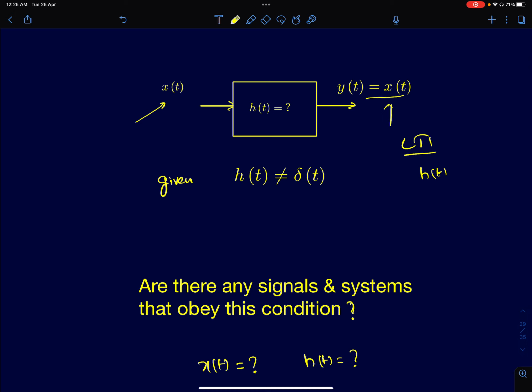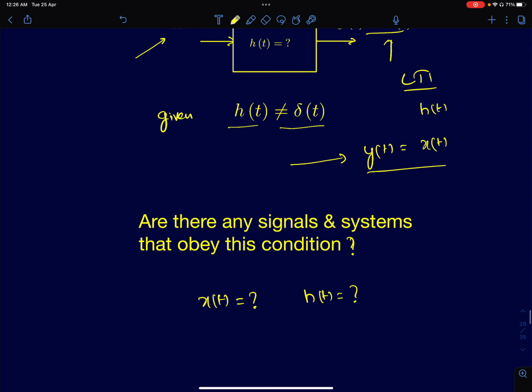Now, the interesting thing, the solution for this problem is quite trivial. But here in this problem, it's given that the impulse response cannot be an impulse, right? So now the question that's being posed is, are there any signals and their corresponding impulse responses, or a system's impulse responses, which will obey this condition where the output will exactly be equal to the input, okay? And it doesn't get scaled or altered by the impulse response. So that's what the question is.